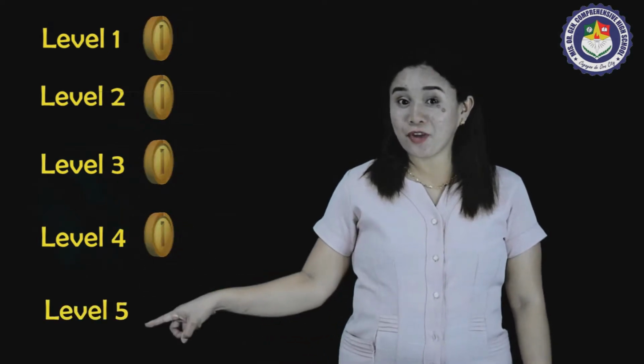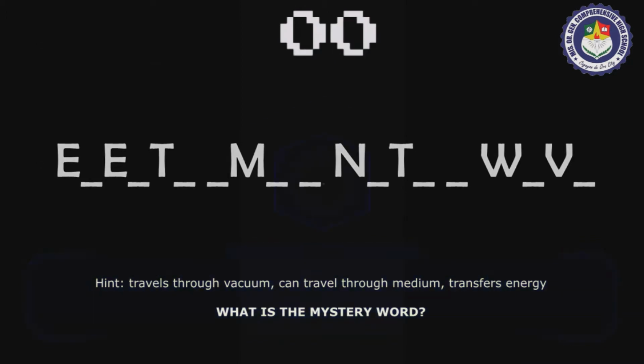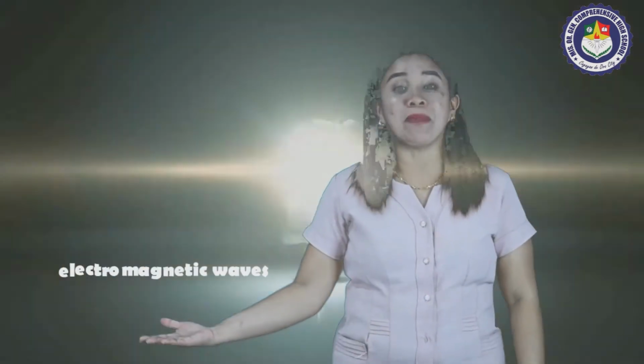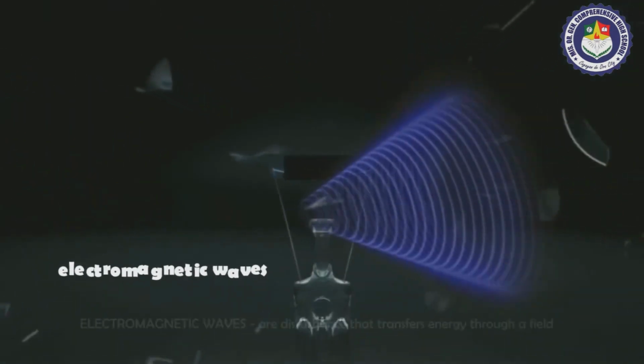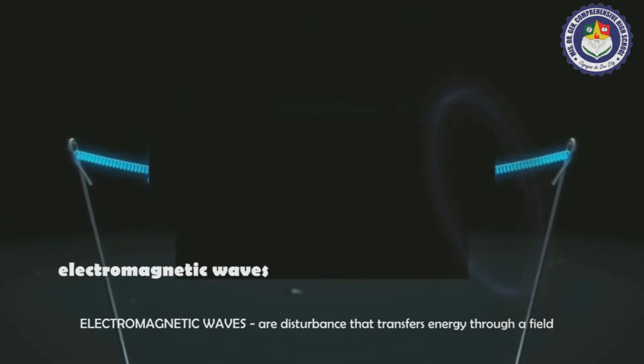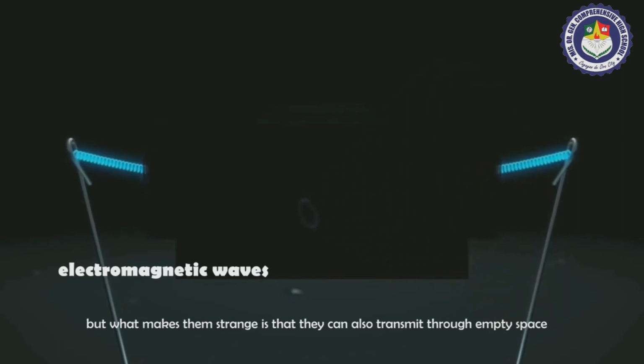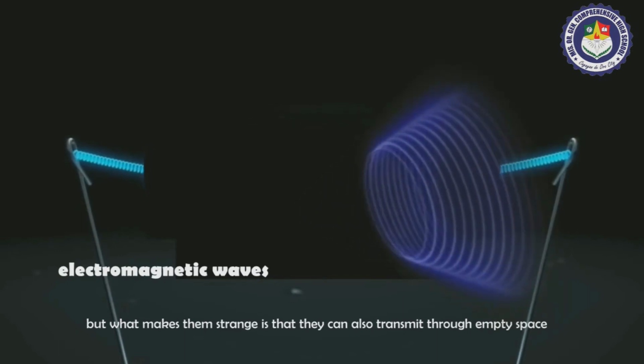Level 5. What is the mystery word? Nice. Amazing! The mystery word is electromagnetic wave. Electromagnetic waves are disturbances that transfer energy through a field. They can travel through a medium, but what makes them strange is that they can also transmit through empty space.